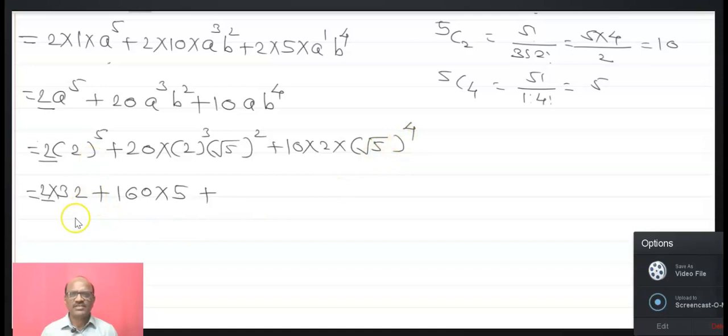Therefore, the calculations are 2 into 32. Next is 2 raised to 3, means what? 8. 8 into 20, you are getting the 160. Root 5 into root 5 is 5. Plus next calculations.